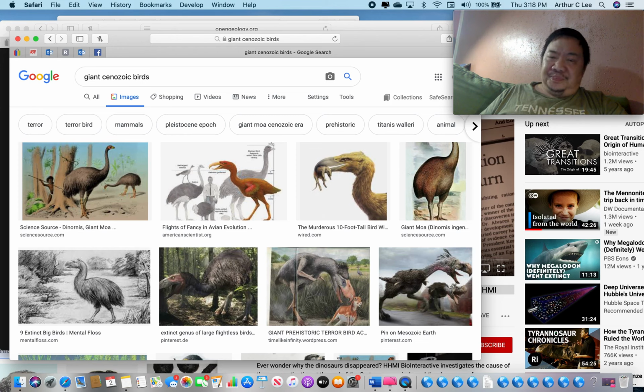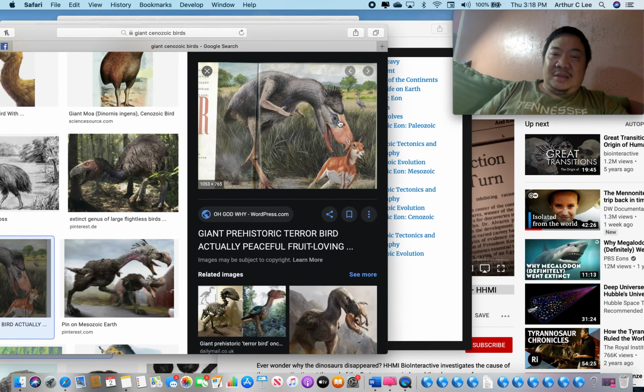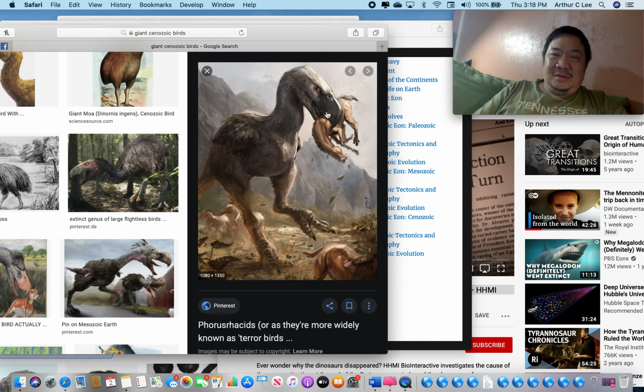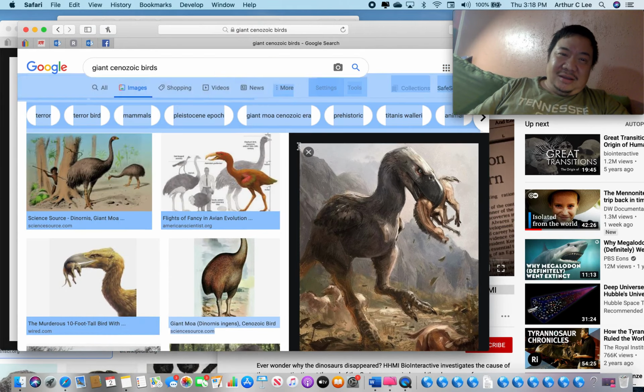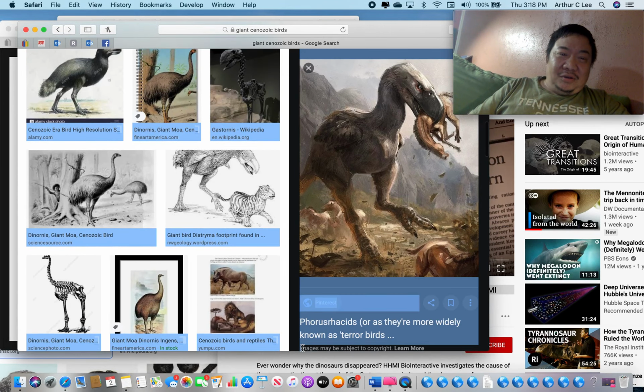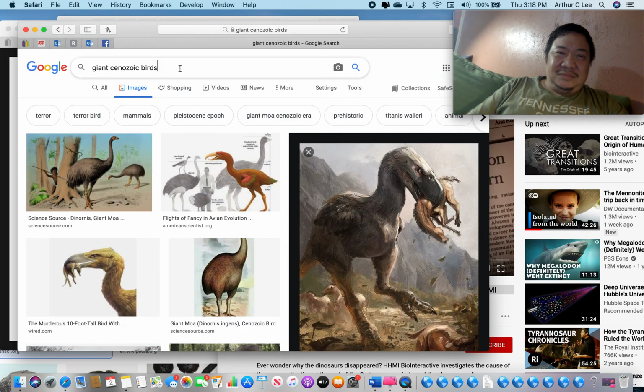So the birds first took over the big predator spot at the beginning of the Cenozoic Era. Just to give you an example, look at how big this bird is compared to this deer. Look at this horse. So we're talking about enormous birds. And there's no doubt that, I know it's hard to believe, but let me show you something.